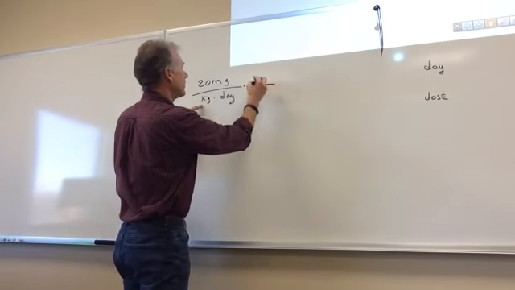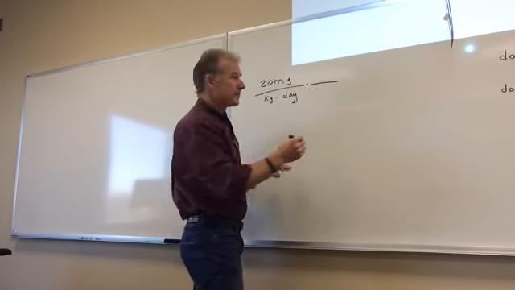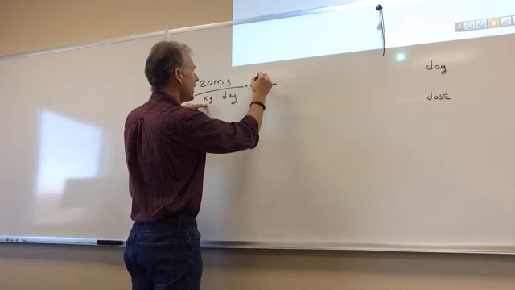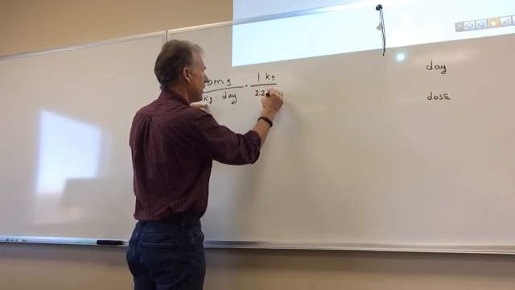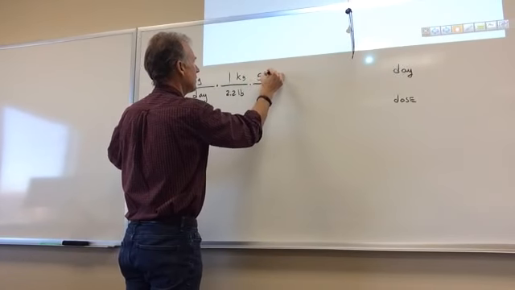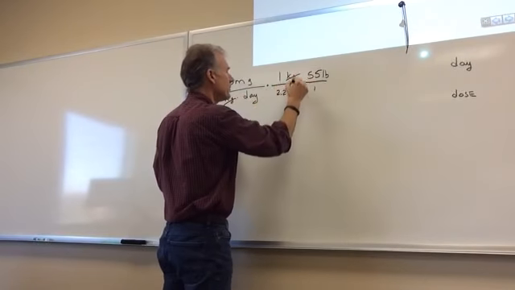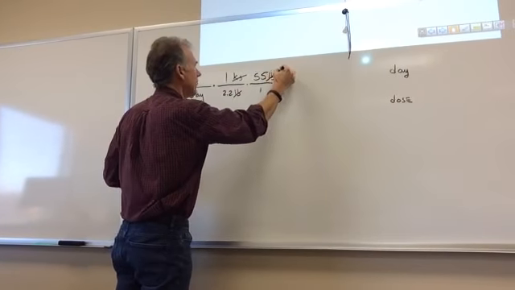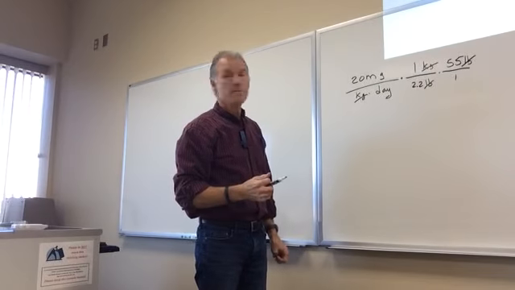Okay. So some of you would like to do that over separate, and that's okay. I'll stick it in here because we just need the practice. 1 kilogram is 2.2 pounds. And now we can grab our 55 pounds and put that right there. So we've got rid of the kilograms. We've got rid of the pounds.